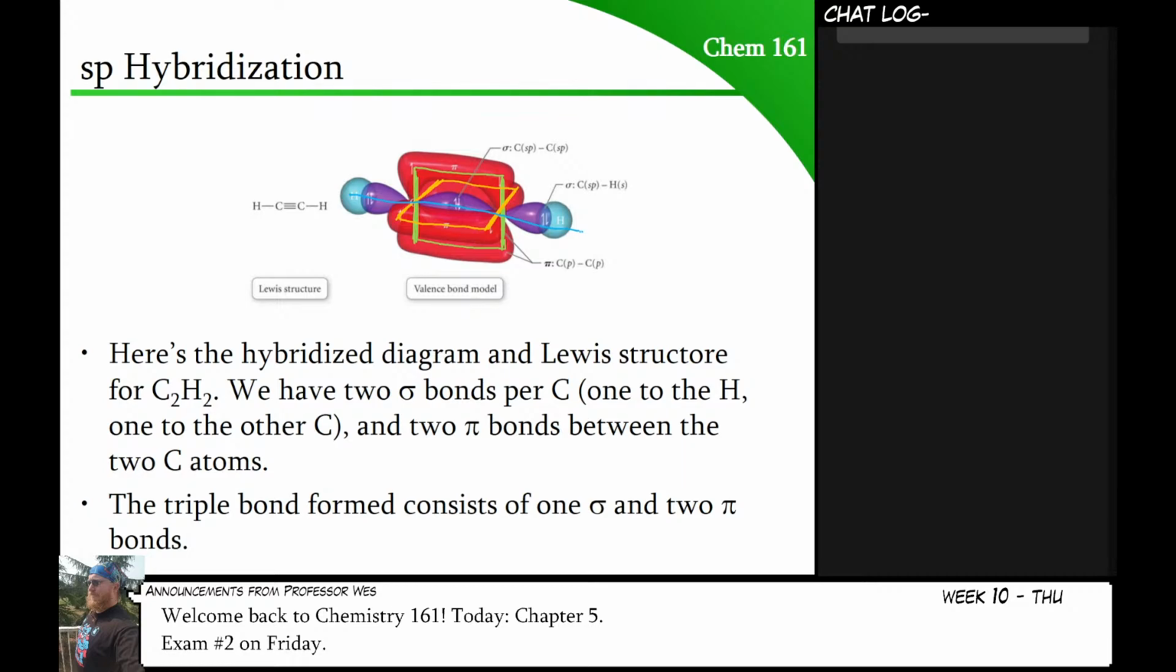Now, I want to say earlier in the quarter I asked you, can we make a quadruple bond? And I said no, because the bonds have to go in straight lines. You can kind of see here, there's really no opportunity for me to make a quadruple bond, because I don't really have space to use.